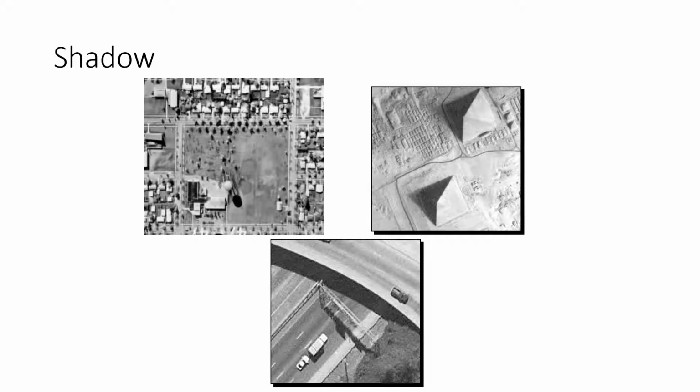And here you can see the top one, the radially displaced shadow of a water tower. On the left you can see the radially displaced shadow of pyramids. And similarly you can see the shadows, how they're going on the overhead of the trucks there on the highway.